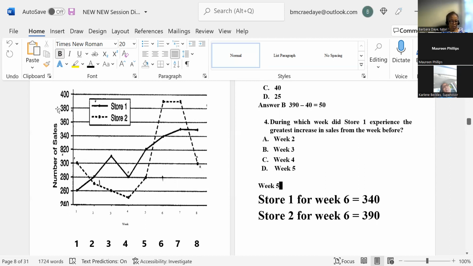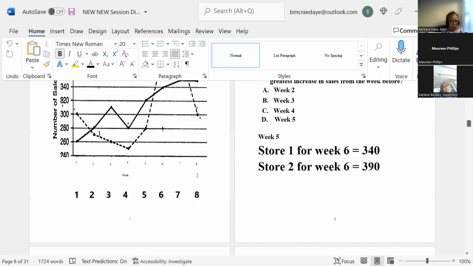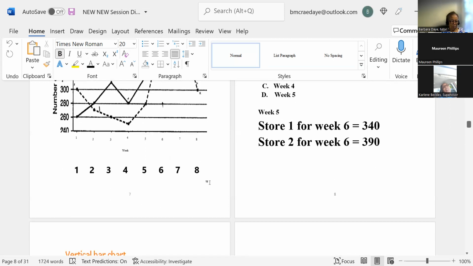Okay, so those are kind of questions you might answer when you have two different line graphs showing two different things. And it's good for when companies are comparing performances. Okay.